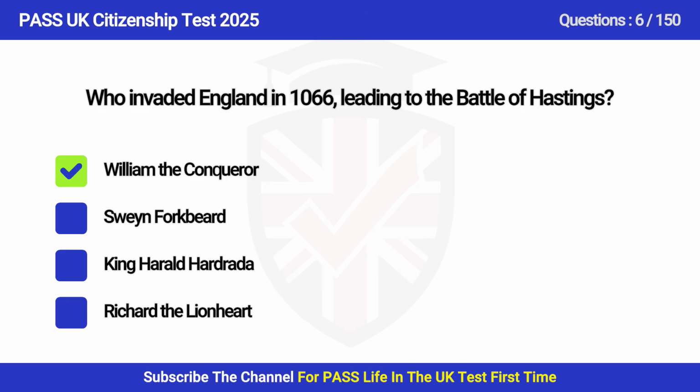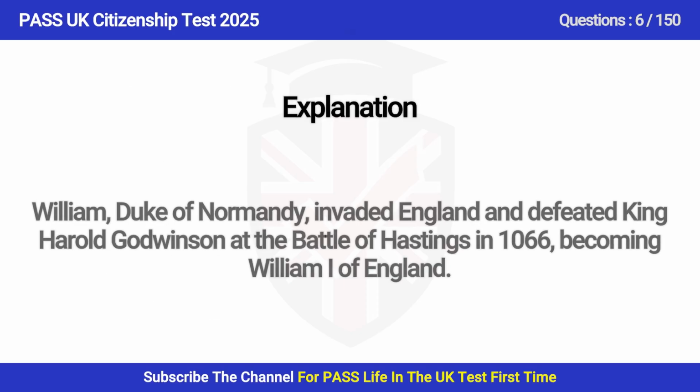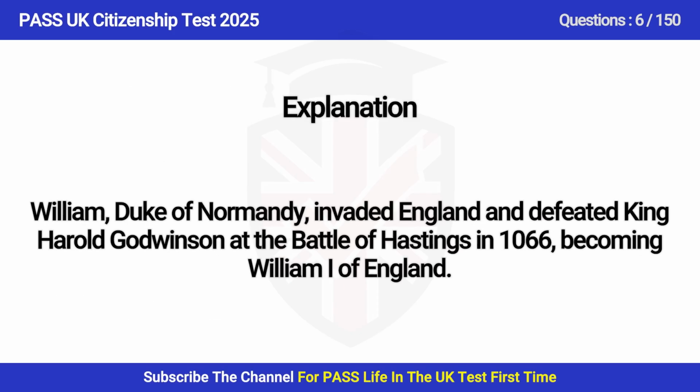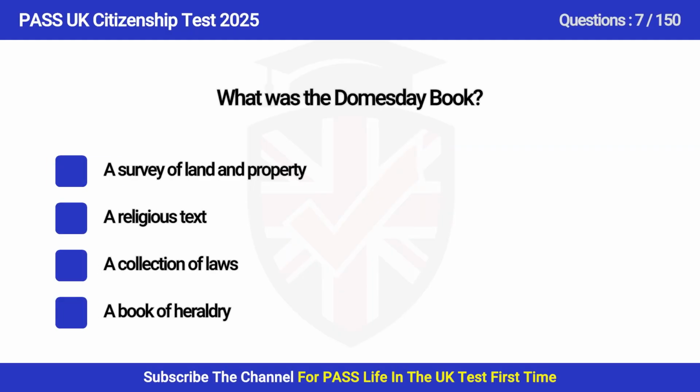Answer is A. William the Conqueror. William, Duke of Normandy, invaded England and defeated King Harold at the Battle of Hastings in 1066, becoming William I of England.